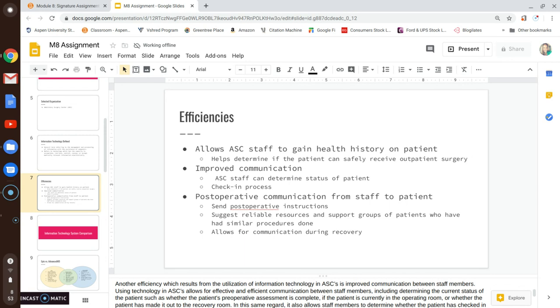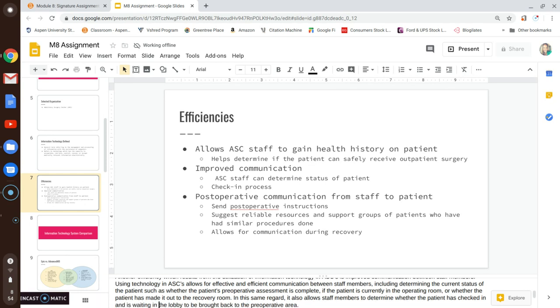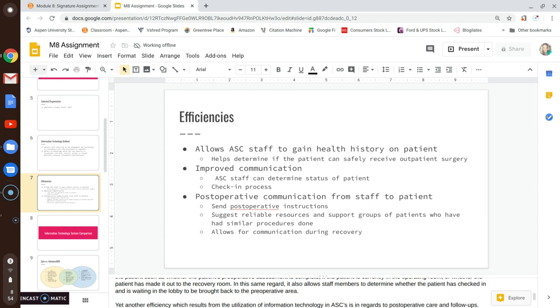Another efficiency which results from the utilization of information technology in ASCs is improved communication between staff members. Using technology in ASCs allows for effective and efficient communication between staff members, including determining the current status of the patient, such as whether the patient's preoperative assessment is complete, if the patient is currently in the operating room, or whether the patient has made it out to the recovery room. In this same regard, it also allows staff members to determine whether the patient has checked in and is waiting in the lobby to be brought back to the preoperative area.